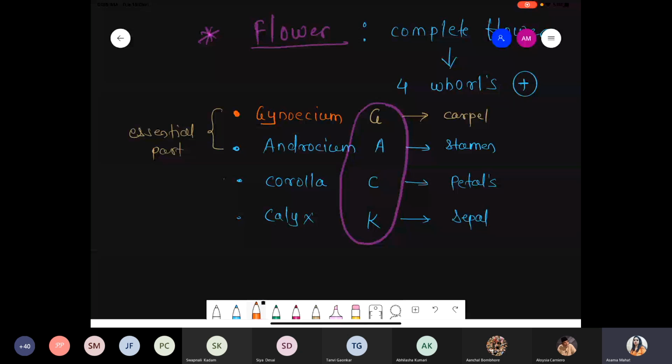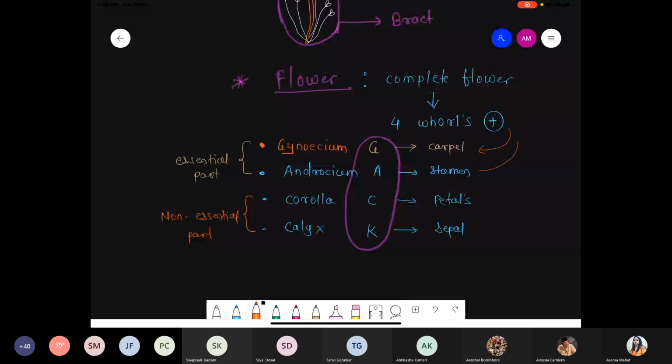But what is the definition of the complete flower? Definitely there is a requirement of the four whorls. It includes carpel, stamen, petal, as well as sepal. So when all four parts are present collectively, that time we can say this is a complete flower. Done?